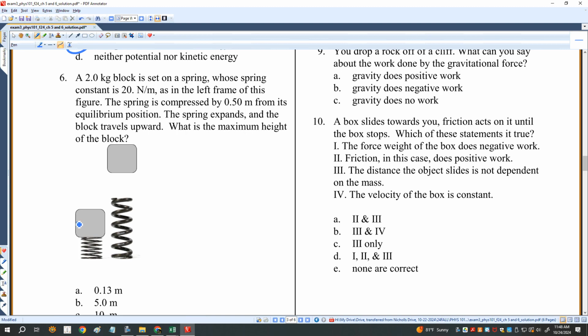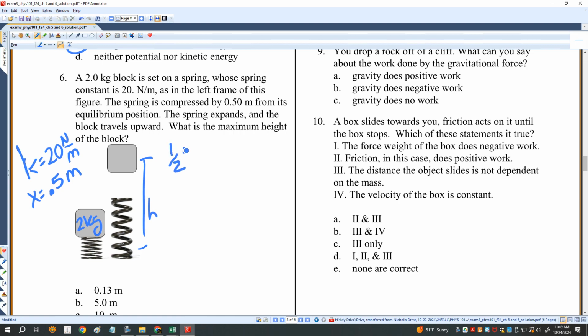A 2 kilogram block is set on a spring. Spring constant, K, is 20 newtons per meter. And the spring is compressed by a distance or displacement of 0.5 meters. What is the maximum height? So it releases this thing and it goes up to some height. I want to know what is that height.